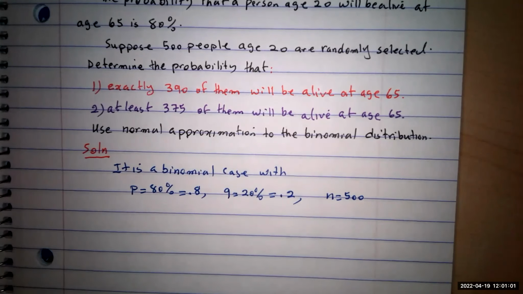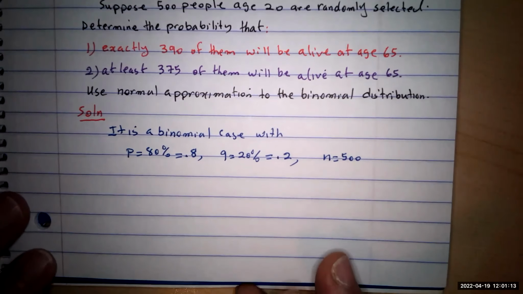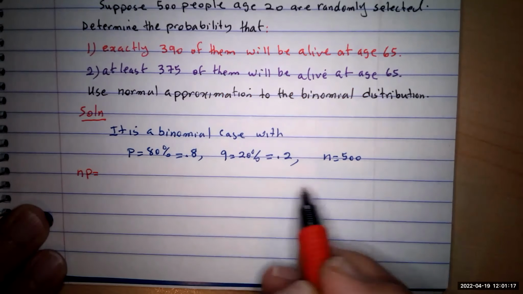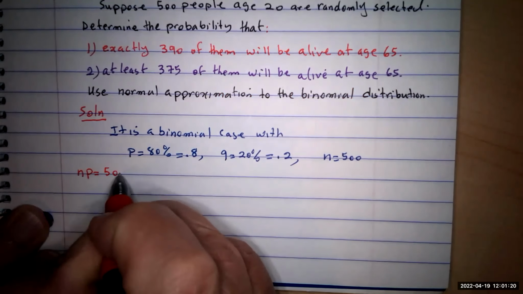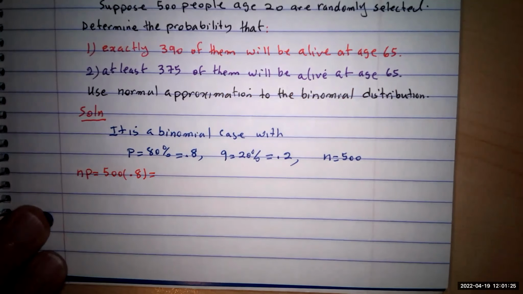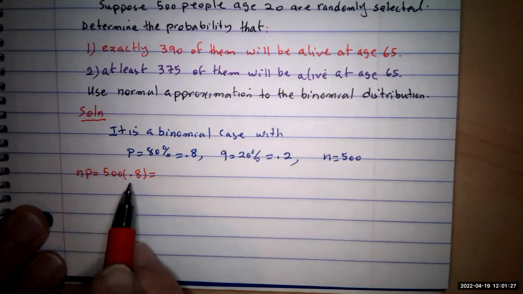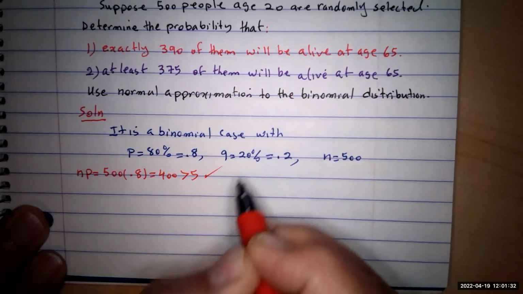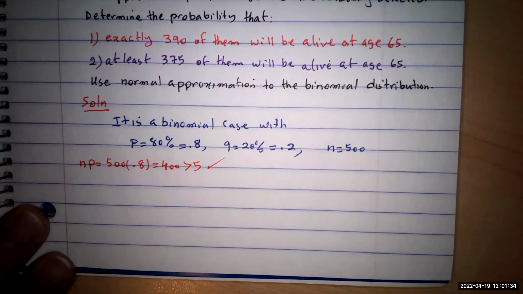Okay, the first thing to do, you have to check the condition. Remember, the condition is n times p must be bigger than 5, and n times q must be bigger than 5. That's step 1. We check n times p. N is equal to 500, and p is 0.8. You multiply them together. 5 times 4 would be 4,000. With the decimal, it's going to be 400. It's bigger than 5, so it satisfies the first condition.